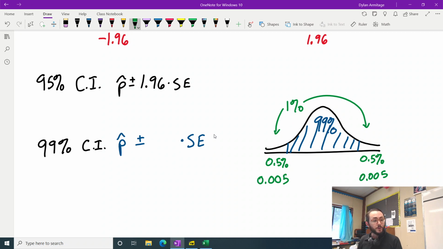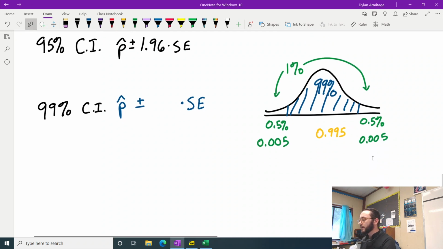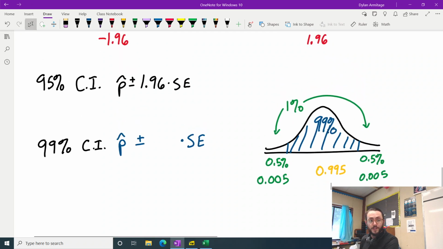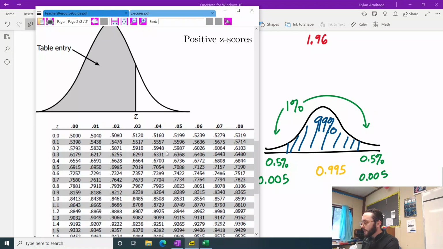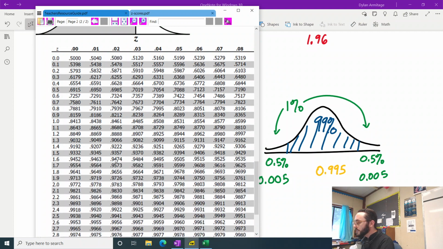And so now on our z-score table, we're either going to look for 0.005 and just use the negative version, or we'll look for 0.995 and get the positive z-score, right? 0.5% plus 99% is 99.5%, so 0.995. I'll go ahead and use the positive one because we're already here. So 0.995.